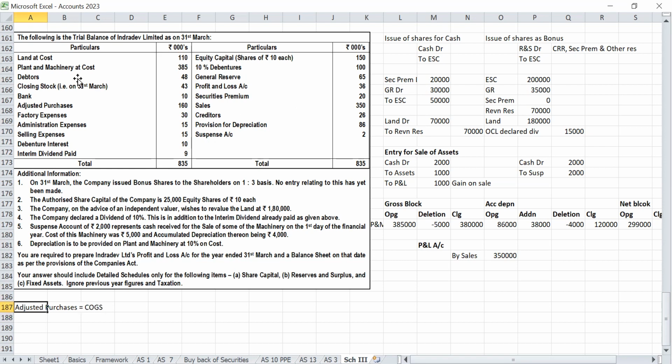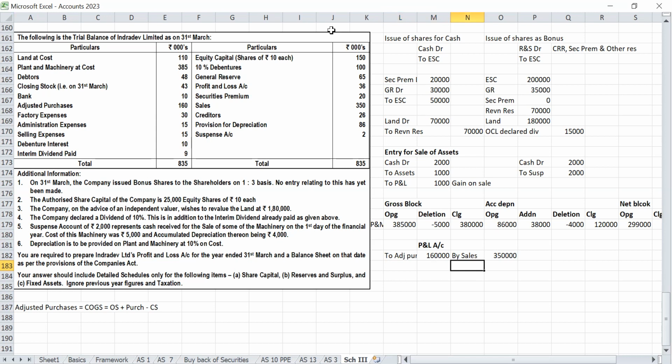In this question they have given adjusted purchases, correct? What is adjusted purchases? Opening stock plus purchases minus closing stock. So COGS is adjusted purchases. So just like that you can write to adjusted purchases 1,60,000. Now you need not write a closing stock.